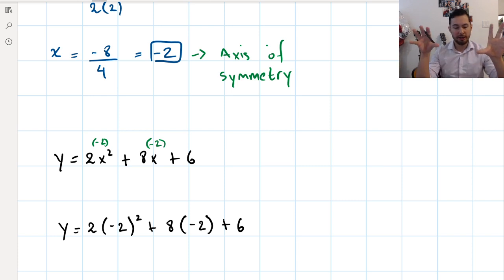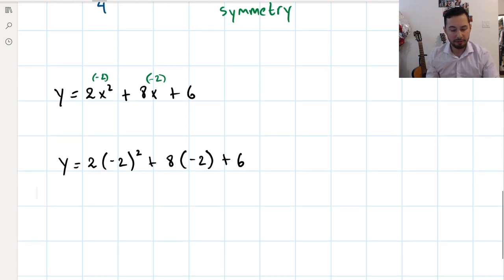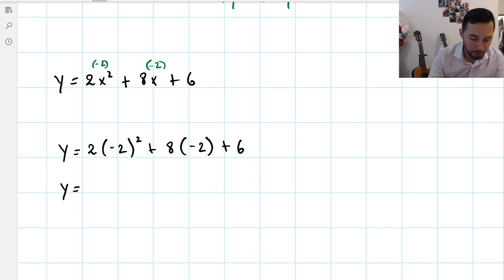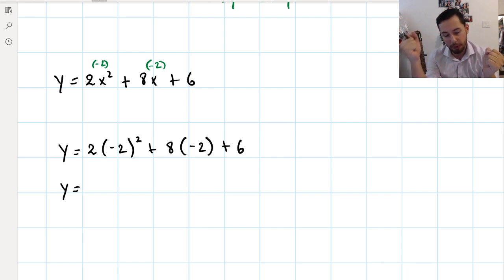Right? And once I have everything inside of the equation, I don't have any more x's. All I have to do is simplify this. I have to solve it. So you can put it in the calculator, but I will go ahead and do it here by hand. Now I have to follow order of operations. My exponent comes before multiplication.